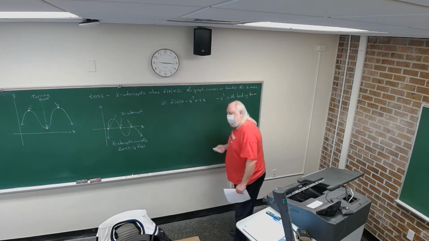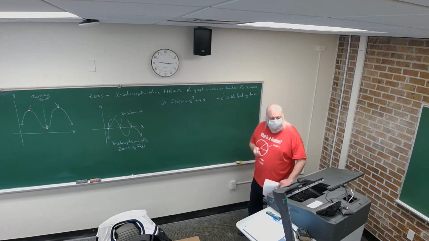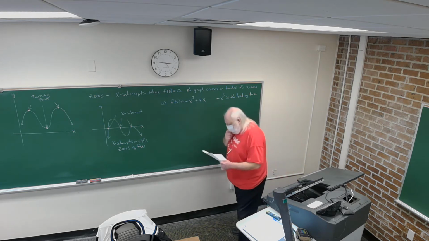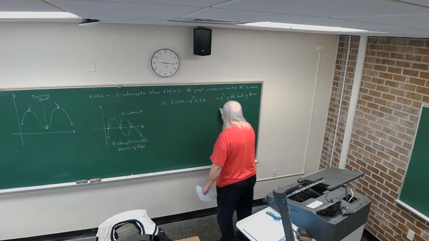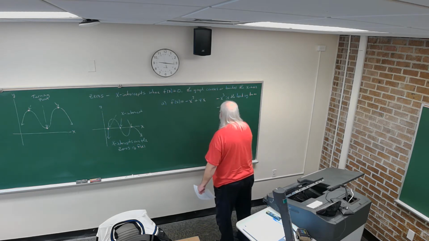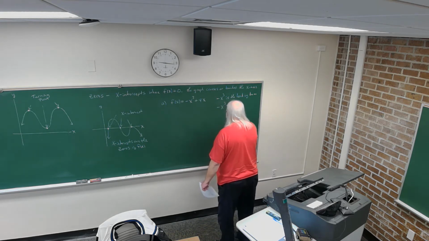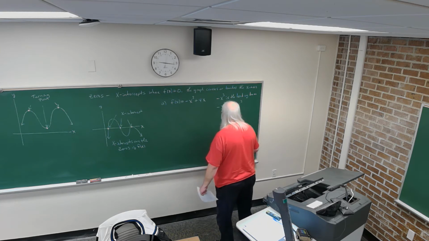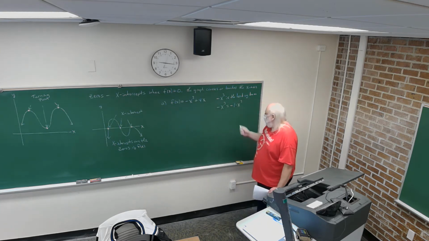And from that leading term, we can determine whether the right end of the graph goes up or down, or whether the left end goes up or down. Okay. So, remind ourselves, minus x cubed is the same as minus 1 times x cubed. So minus 1 is the leading coefficient, and minus 1 times x cubed is the leading term.